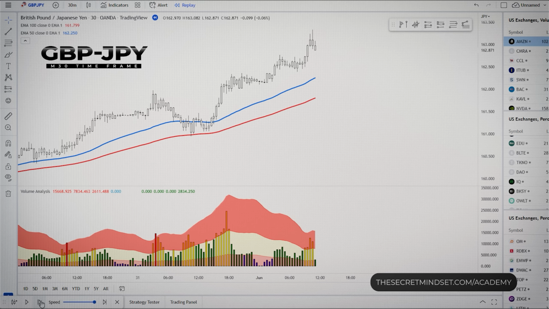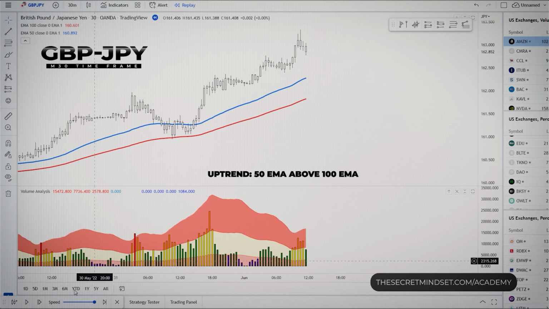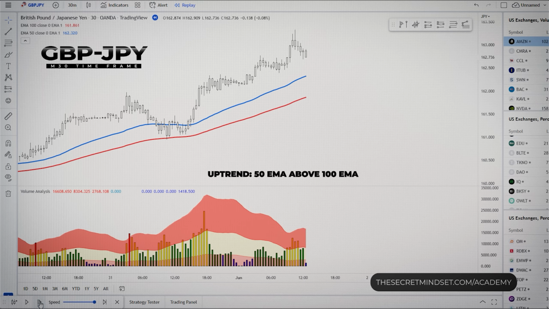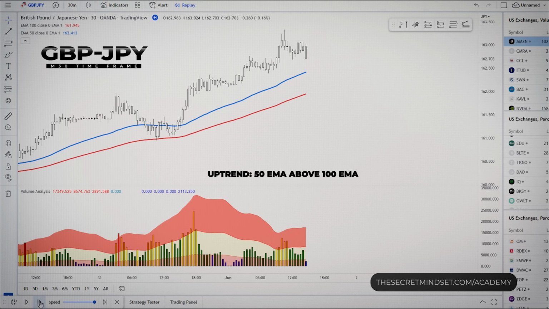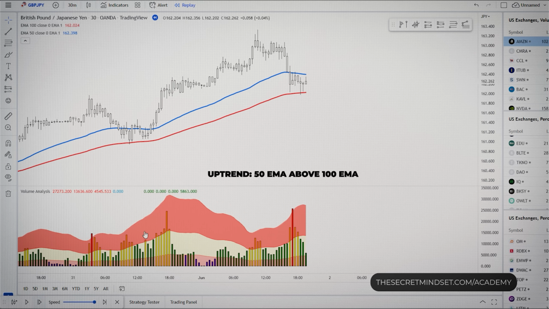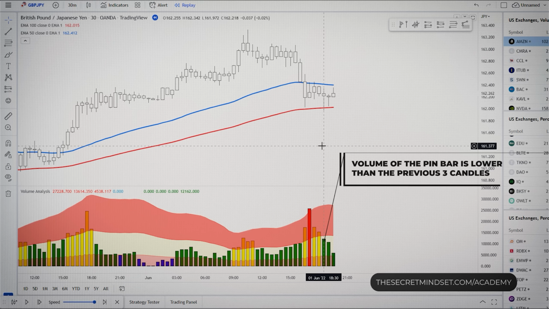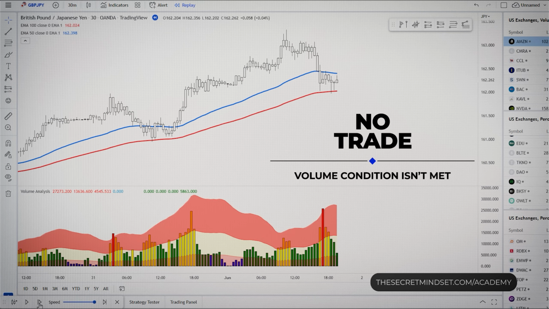We move to pound yen on the 30-minute time frame. The 50 EMA is above the 100 EMA, so we look for buy opportunities. We have our pullback to the EMAs, and here's our pin bar. But look at the volume, it's lower than the previous 4 or 5 bars. So this is a no trade. The volume condition isn't met.